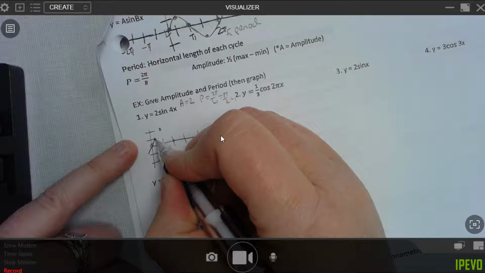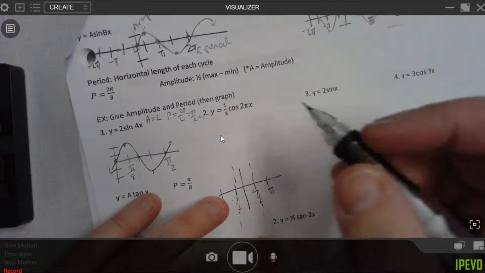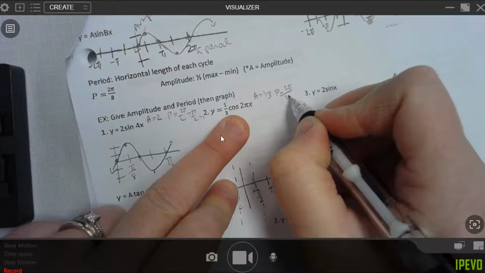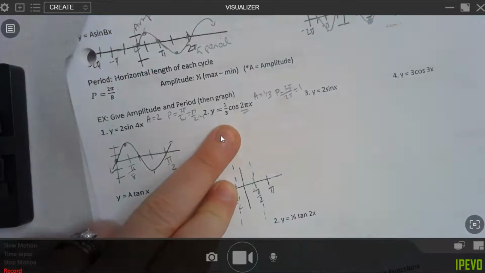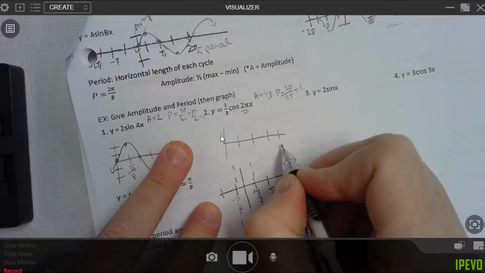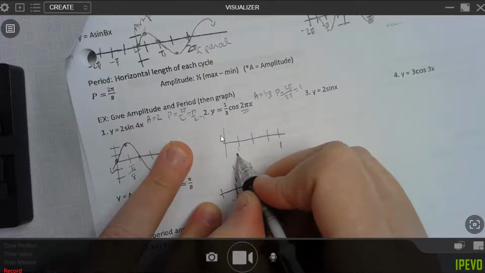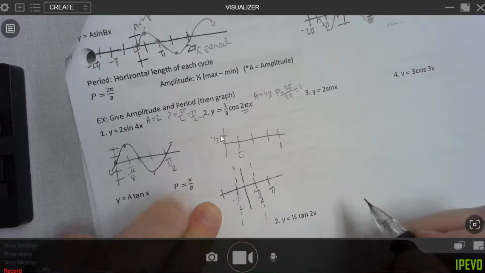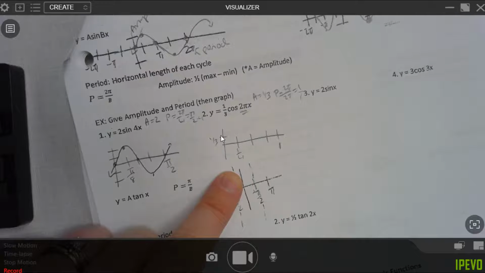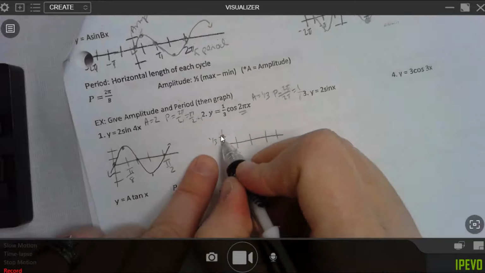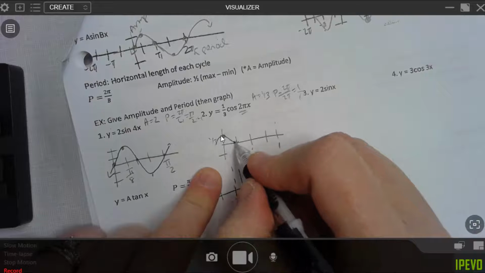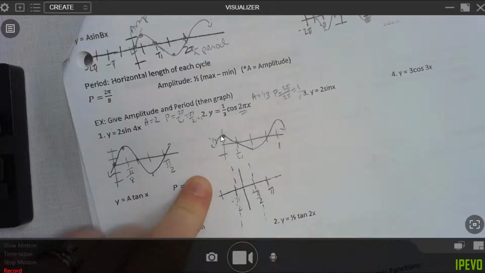So all our pictures should be the same. Cosine, your amplitude is the 1/3. My period would be 2 pi over the 2 pi right here, so my period is going to be 1. And so you're going to mark off your 4 marks, 1, 2, 3, 4. And then your first mark is 1/4. I multiplied the bottom by 4. And then cosine starts up, middle, down, middle, up. And so there's your picture of that.